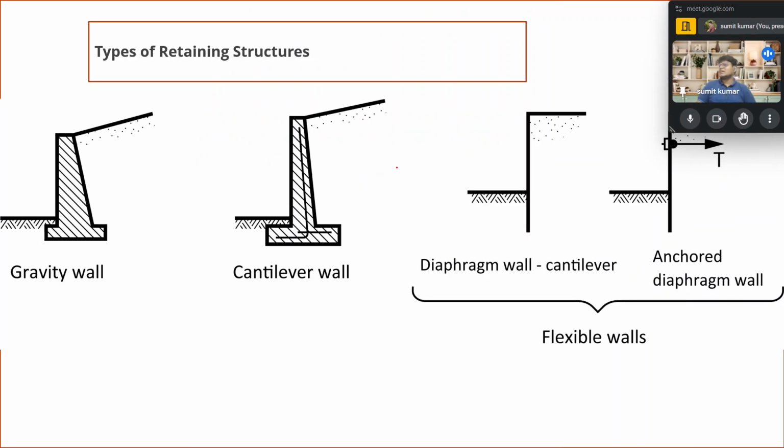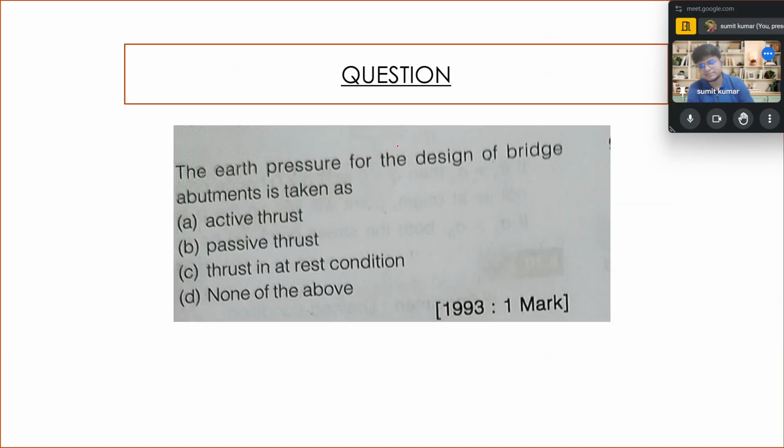Okay, now see the types of retaining wall we have. First is the gravity wall, second is the cantilever wall, third is the diaphragm cantilever wall, fourth is the anchored diaphragm wall. When we talk about the diaphragm wall or the anchored wall, they are flexible walls, whereas the cantilever wall and gravity wall are not as flexible.